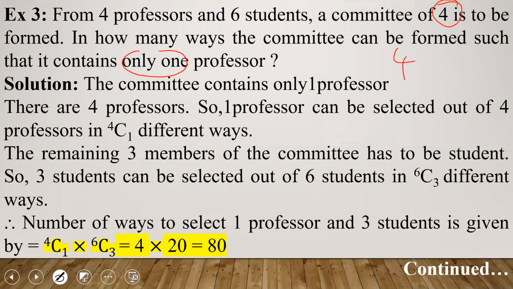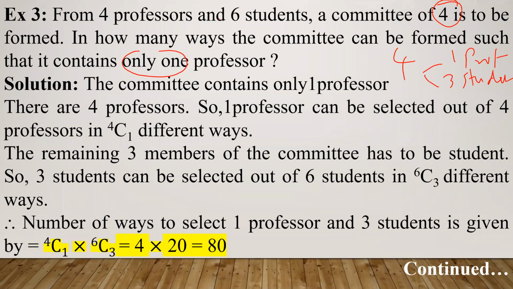So out of these 4, only one is a professor, and the remaining 3 should be what? The remaining 3 should be selected from students. The remaining 3 should be students. So this is how you will think. Okay, so in permutation and combination problems, you have to think in the right direction. Okay, it is not much of mathematics, it's only logical thinking.